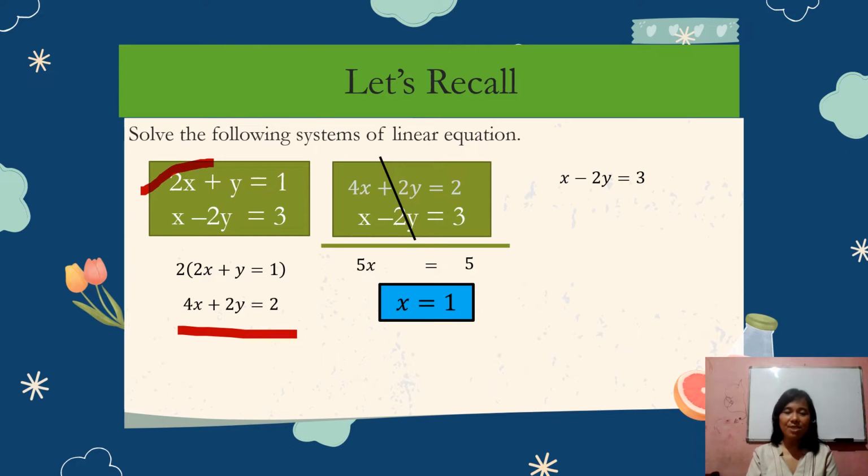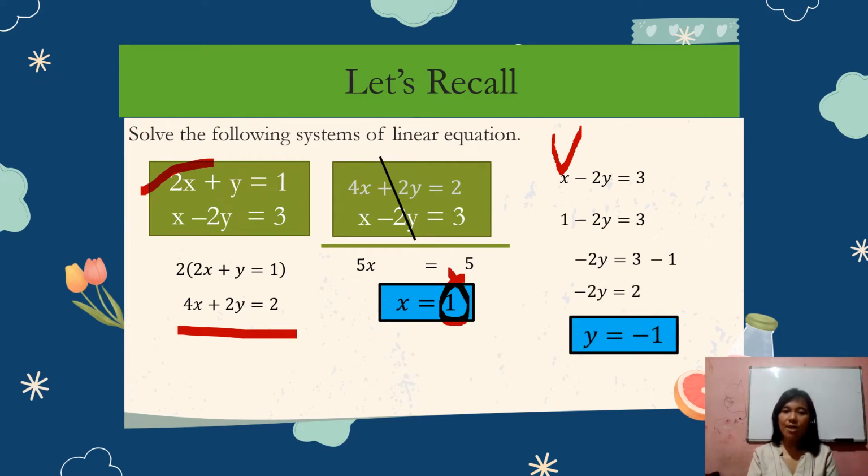Then, using equation number 2. Equation number 2 naman ginamit ko. Ganun din, substitute this x here with the solved value na 1. So, by substitution, meron tayong 1 minus 2y equals 3. Ngayon, transpose natin yung 1, magiging negative siya sa kabila. 3 minus 1 is 2. Divide both sides by negative 2, y is negative 1.